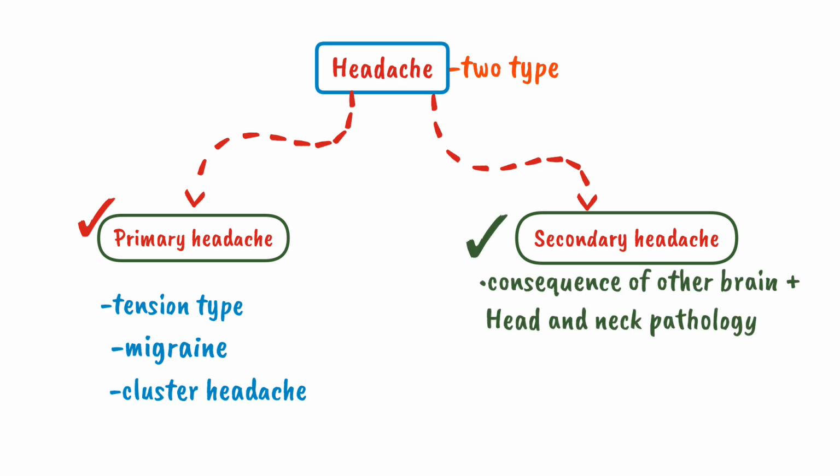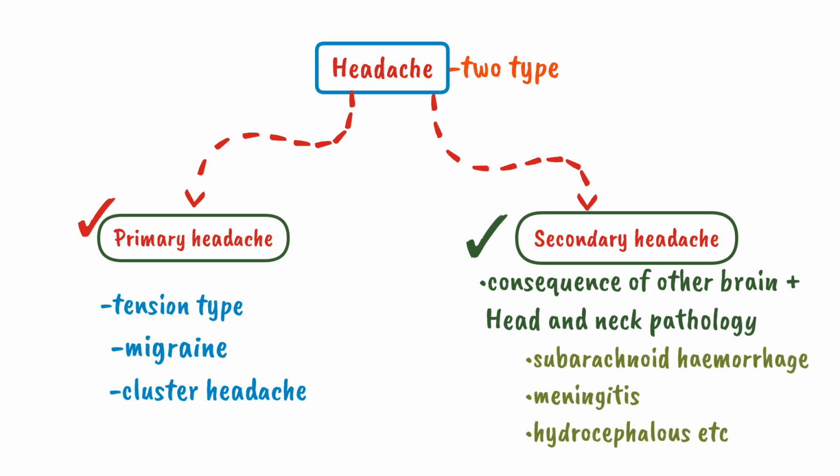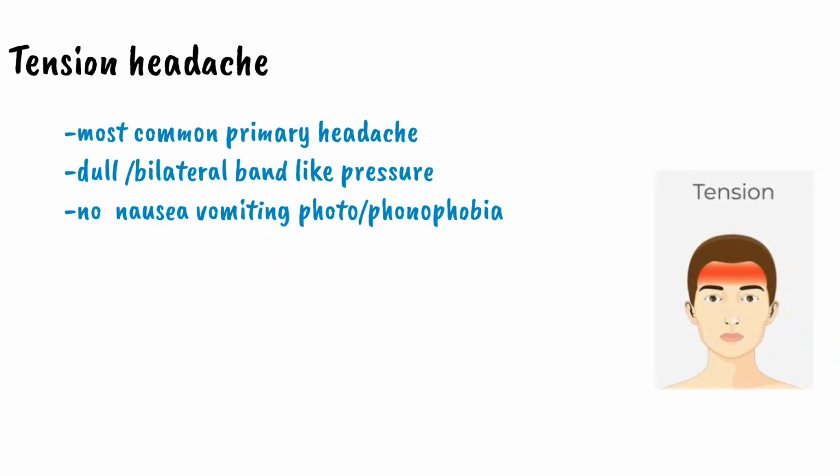consequence of other head and neck or brain pathology such as subarachnoid hemorrhage, meningitis, hydrocephalus, neoplasia, or giant cell arteritis. In this video, we will study about primary headache. So let's discuss the three types of primary headache one by one. The first one is tension type.